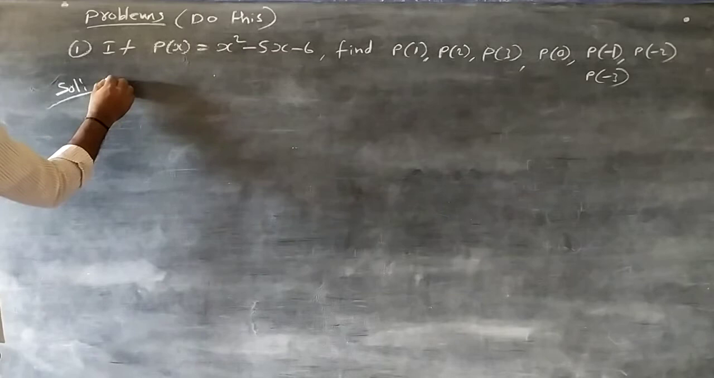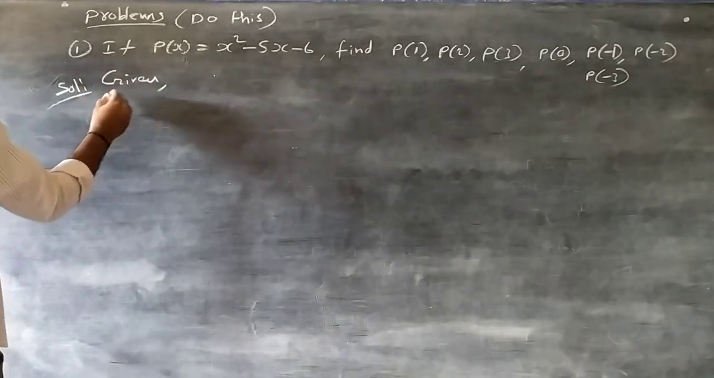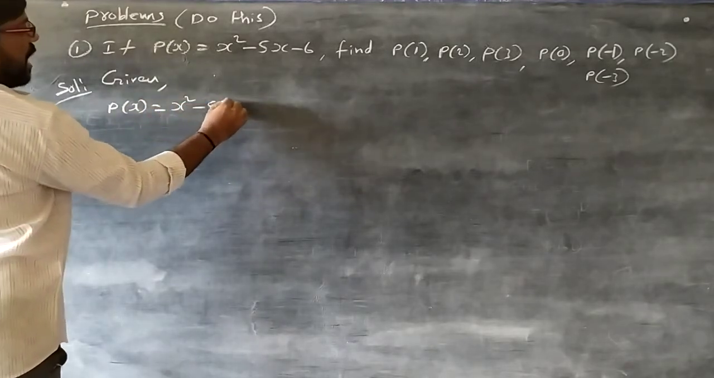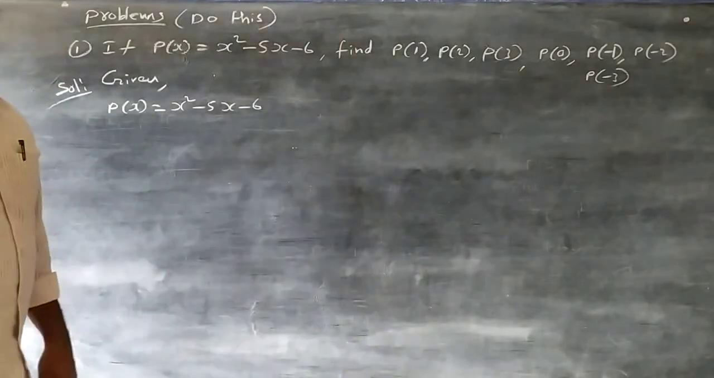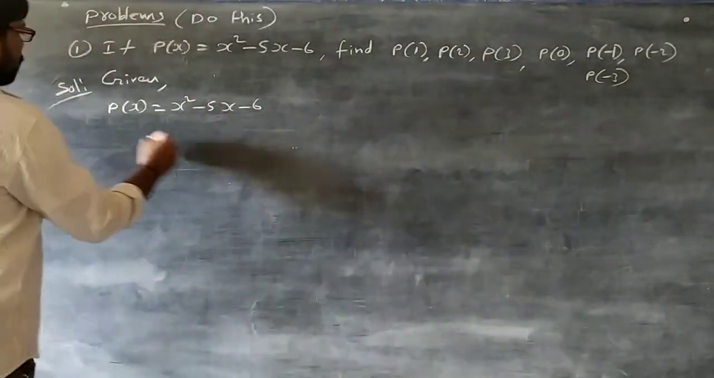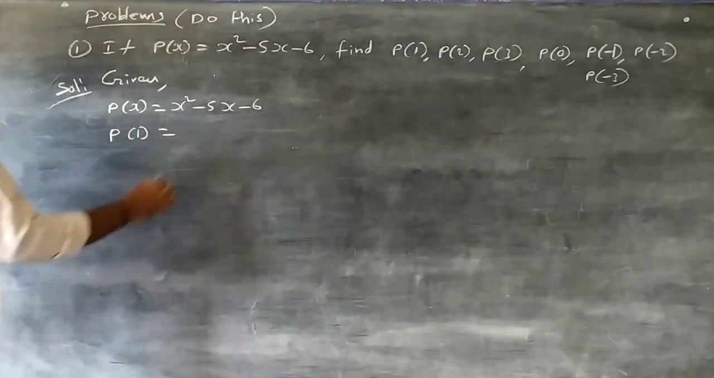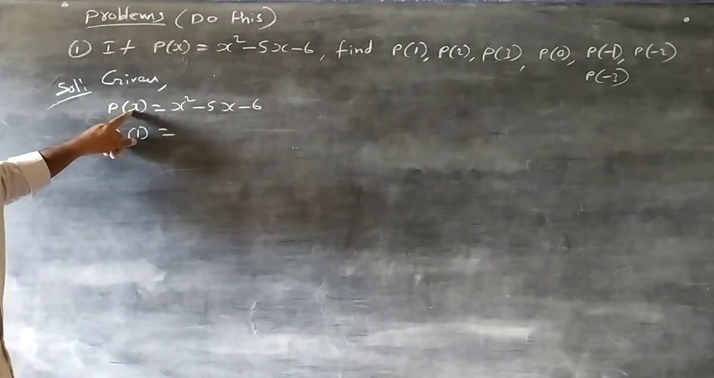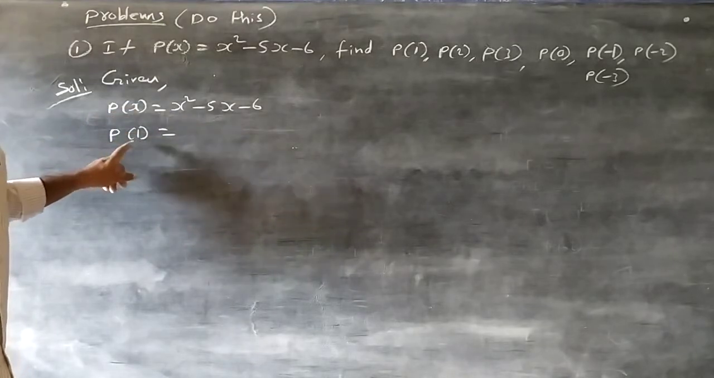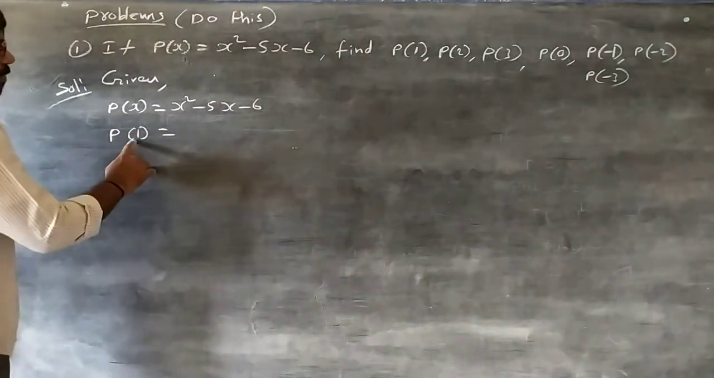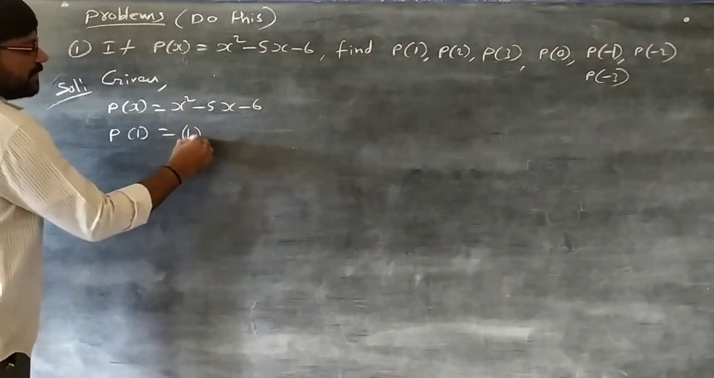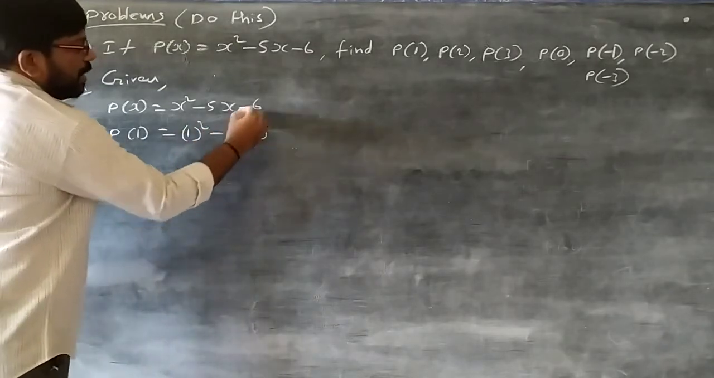So write the given polynomial. What is the given polynomial? P of x equals x square minus 5x minus 6. That is the given polynomial. The first one, we have to find p of 1. P of 1 is equal to, substitute 1 instead of x. Here x equals 1. By putting x equal to 1, we get the p of 1 value. So x square means 1 square minus 5 into 1 minus 6.